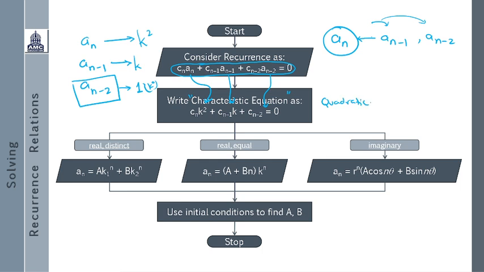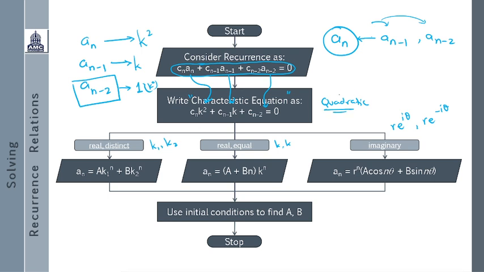Okay, now in this quadratic equation, we might get some real and distinct roots, maybe k1 and k2. It might be real and equal roots where k is repeated two times. It can be an imaginary root, and the imaginary root can be written as r e^{iθ} and r e^{-iθ}. Right? So these are the three possibilities of the roots of this quadratic equation.